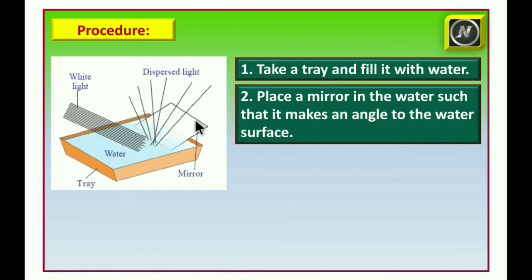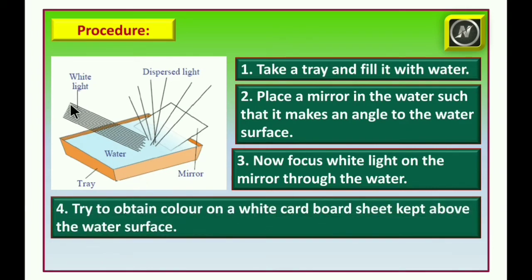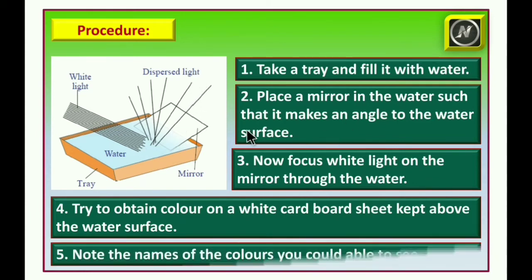This is the mirror, and place the mirror slanted into the water; the mirror has to dip in the water, making some angle with the water surface. Now focus a white light. This is the source of white light, and focus the white light through the water so that it is incident on the mirror. Try to obtain color on a white cardboard sheet kept above the water surface. Then note the names of the colors you are able to see.